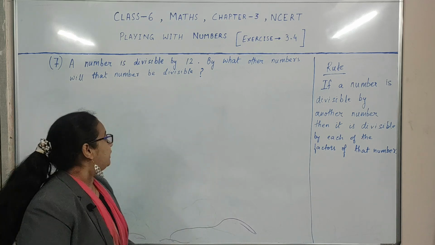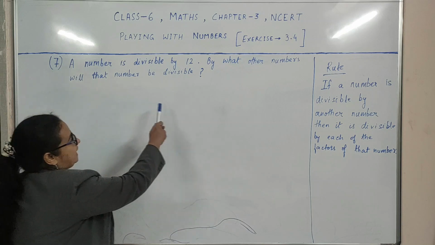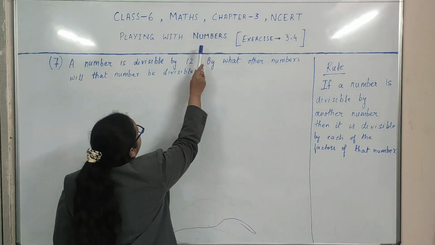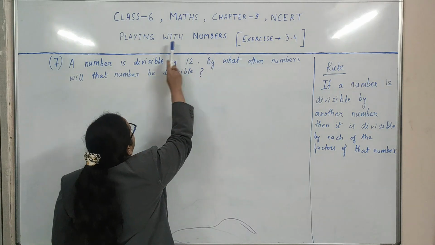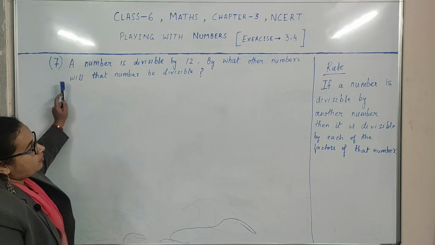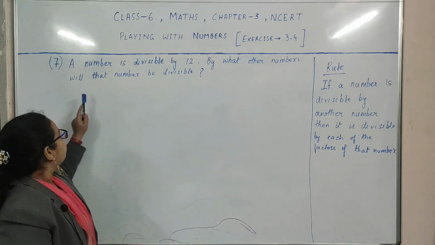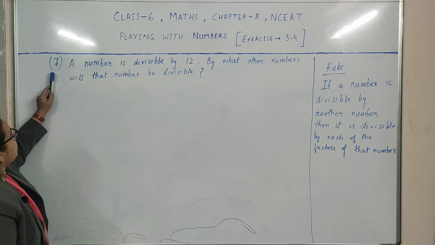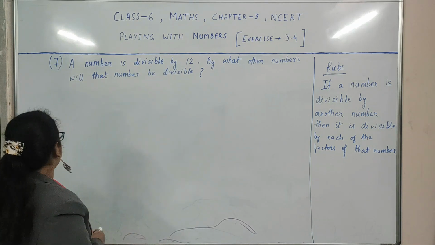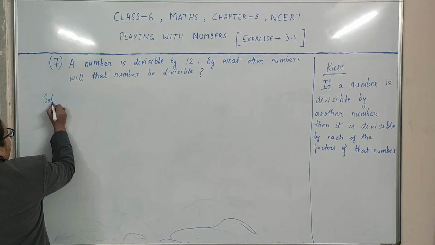In today's class, we will do question number 7 of exercise 3.4 from 6th class Maths NCERT book. The chapter is chapter number 3, which is playing with numbers. This is the last question of exercise 3.4. Let us now read the question. A number is divisible by 12. So we will do the solution.